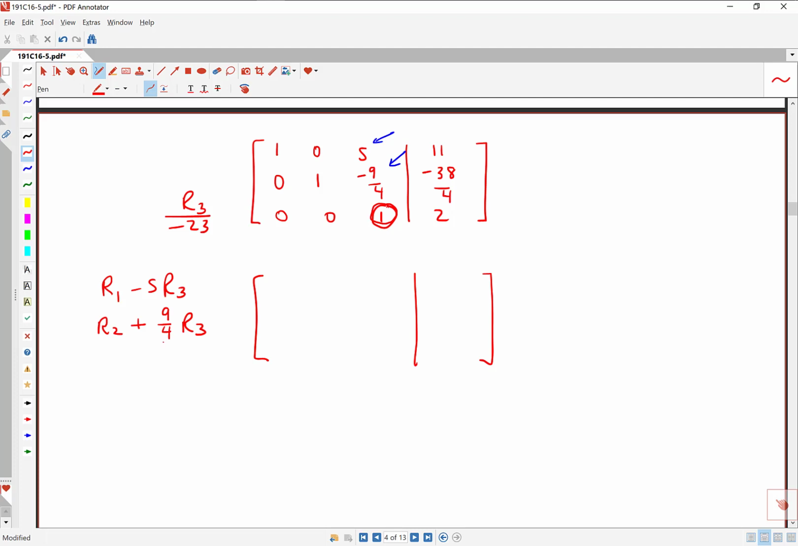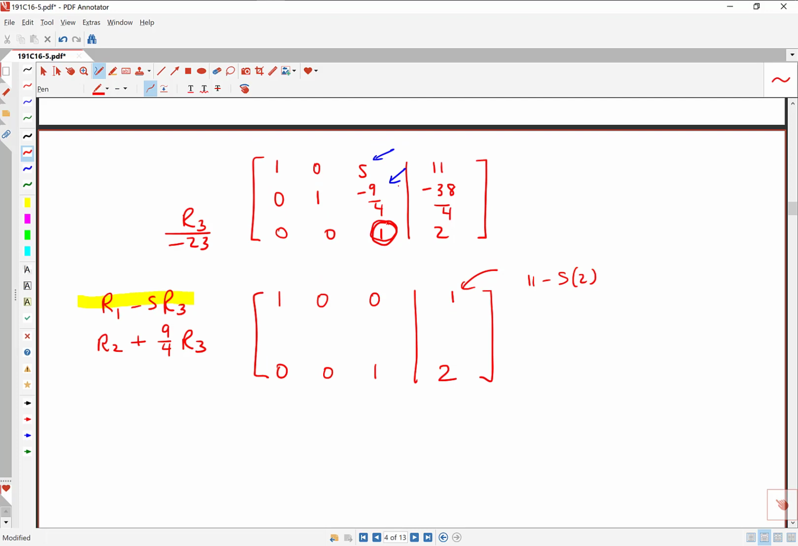And we can do both those operations at the same time. So I'll recopy our bottom row, and let's focus on the top row here. So we'll go row 1 minus 5 row 3. So that's going to give us 1, 0, 0, and then this number here is going to be 11 minus 5 times 2. So in other words, that works out to 1. And then let's try row 2 plus 9 quarters row 3. So that's going to give us 0, 1, 0. And then this number here is going to be negative 38 over 4 plus 9 quarters times whatever we have in row 3, which is 2.